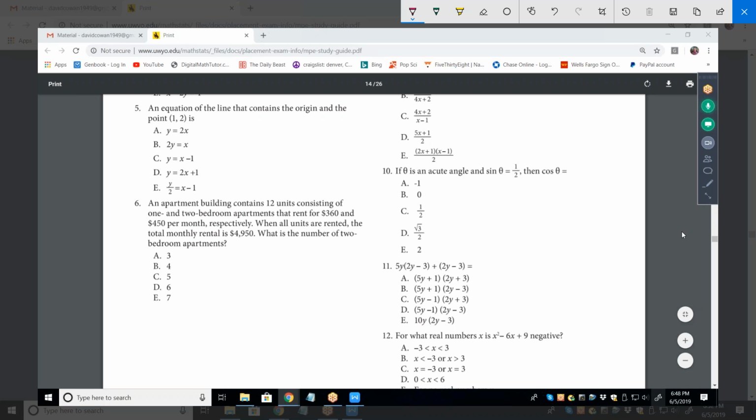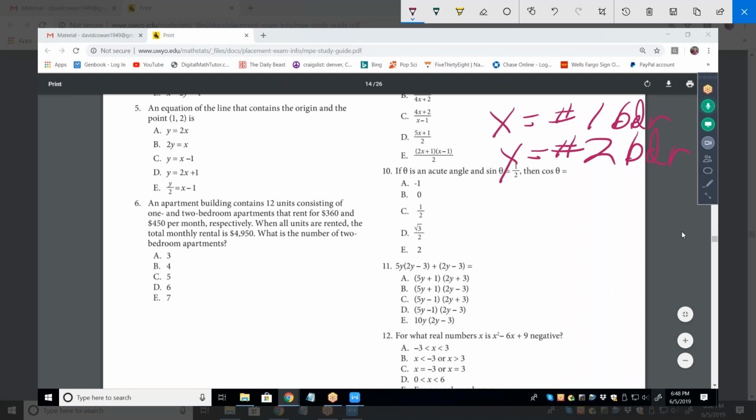All right, number 6. An apartment building contains 12 units consisting of 1 and 2 bedroom apartments that rent for $360 and $450. Immediately, I jump to the last sentence, which is what's going to define my variables. What is the number of 2 bedroom apartments? Whenever you have a word problem, the first step is to define your variables. We got 1 and 2 bedroom apartments. So let's let x equal the number of 1 bedroom apartments and y equal the number of 2 bedroom apartments.